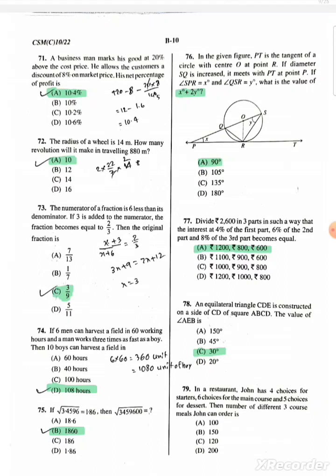In a restaurant, John has 4 choices for starters, 6 choices for the main course and 5 choices for dessert. Then the number of different 3-course meals John can order is 120.